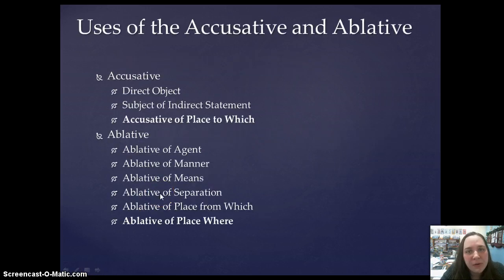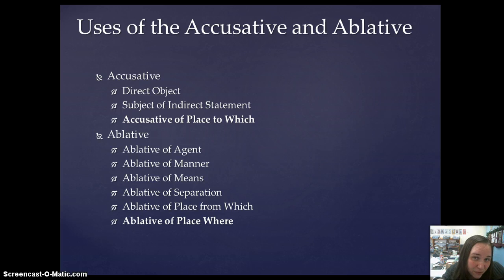So let's review the other accusative uses that we know. We know that the accusative can show us that the noun is the direct object. We know that the accusative can show us that the noun is the subject of indirect statement. And now there's going to be a third option for the accusative: accusative of place to which.